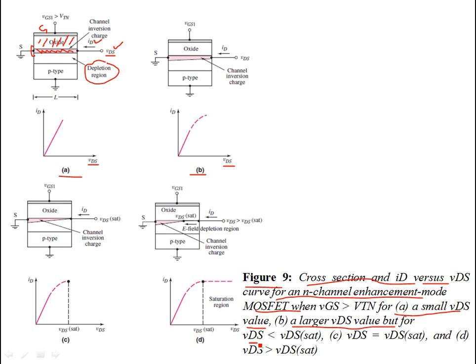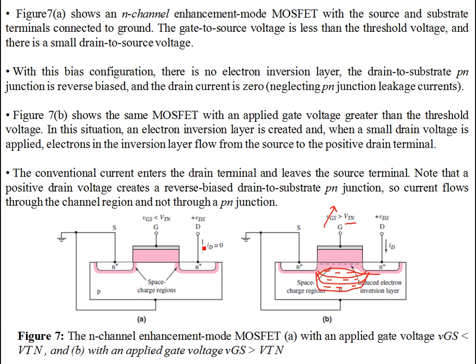For VDS less than a certain VDS, call it VDS saturation, let's try to understand what happens from this figure. Initially, once you apply a certain VDS, this is your drain voltage, let's call this VDS. You have a reverse biased PN junction over here. Basically, this should be like this.